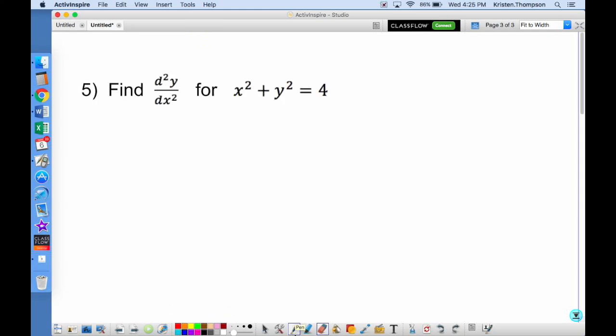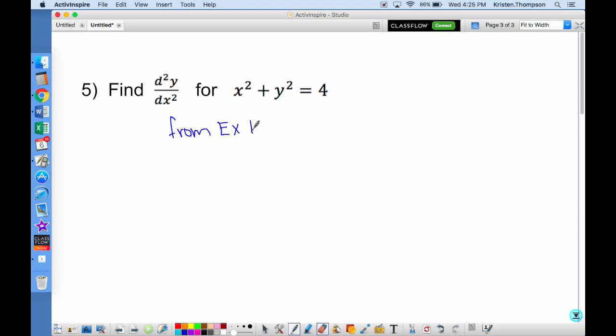We have one more problem. Find the second derivative for x squared plus y squared equals 1. So how do we take the second derivative for an implicitly defined function? Well, it's similar to the way we've done it before. If we want the second derivative, we find the first derivative and then find the second derivative. So the first thing we have to do is find the first derivative. You may feel like this is a deja vu, and this is because we did this example in example 1.